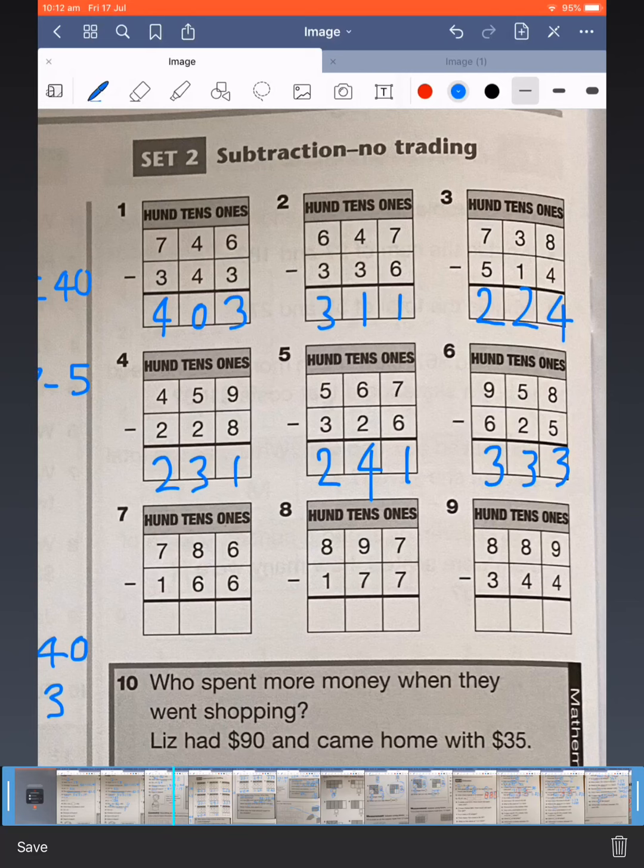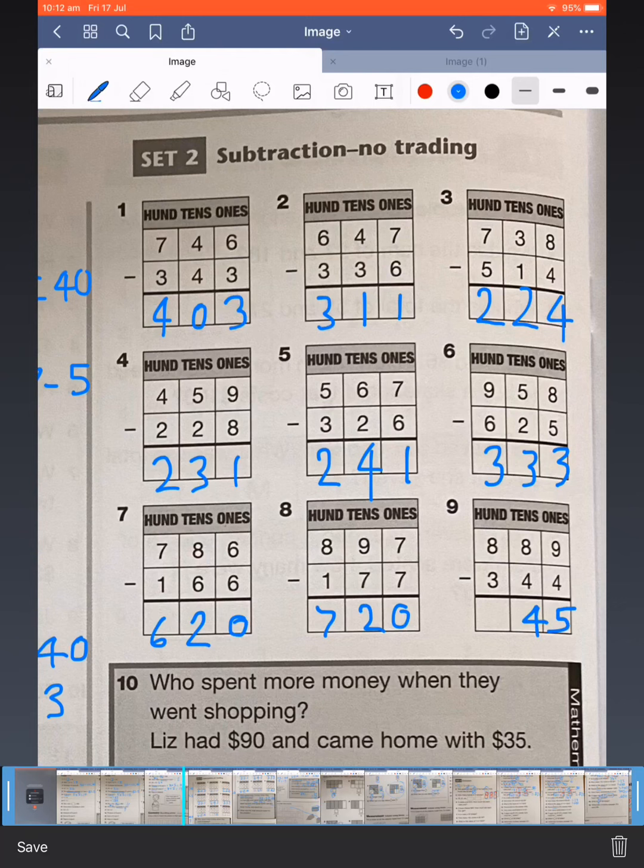6 minus 6 is 0. 8 minus 6 is 2. 7 minus 1 is 6. Number 8 is 7 minus 7 is 0. 9 minus 7 is 2. 8 minus 1 is 7. 9 minus 4 is 5. 8 minus 4 is 4. 8 minus 3 is 5.